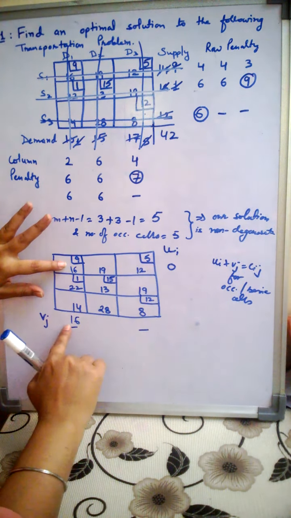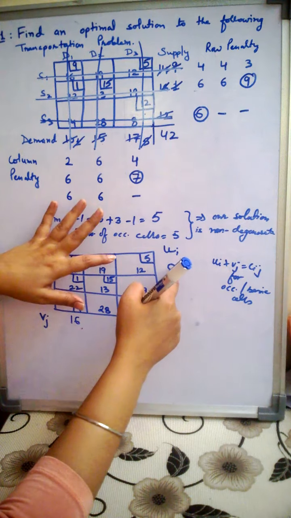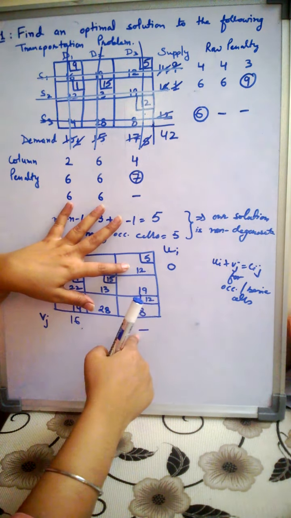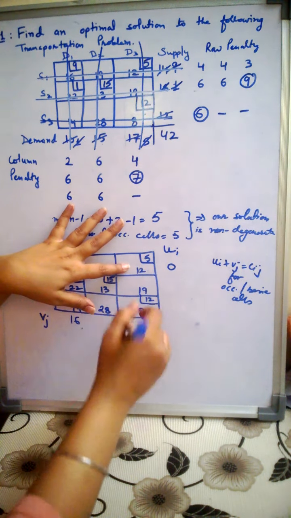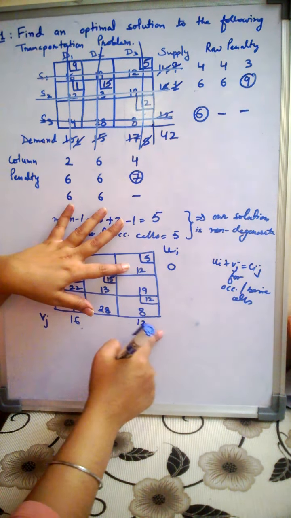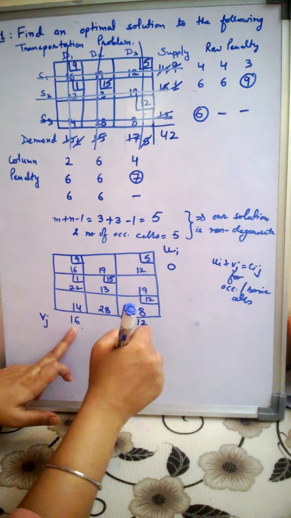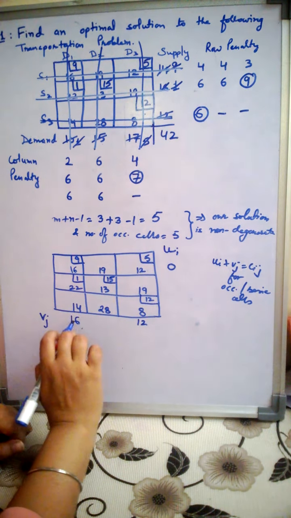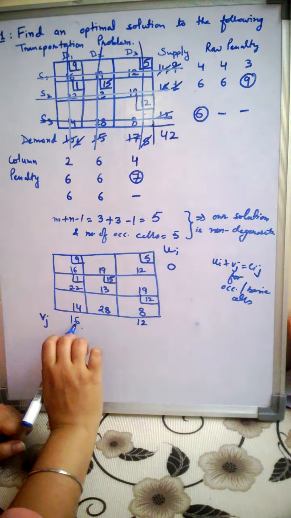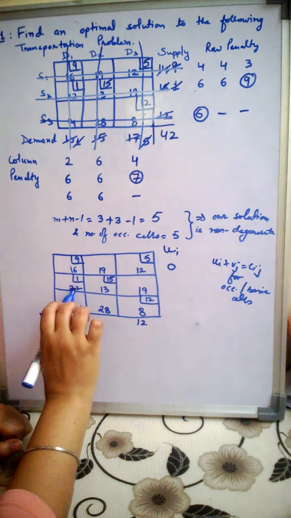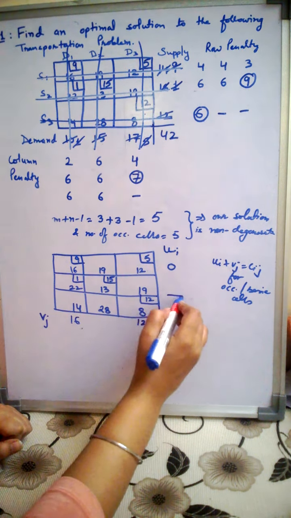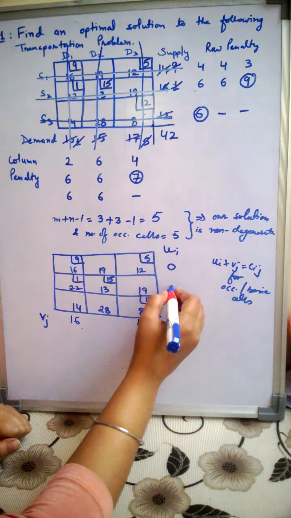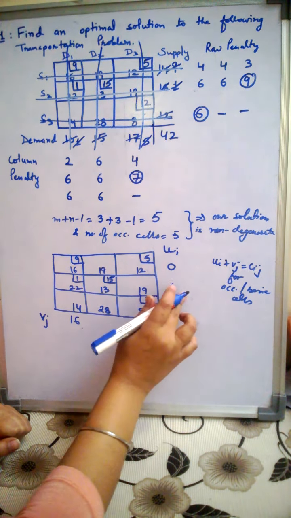Okay, now corresponding to this, again we have this as occupied, so we can find out this value. 0 plus what is 12? 12. Now we have got this as well as this Vj. That means we have got V1 and V3. Now corresponding to this V value, we have this as occupied cell. So we can find out this value. 16 plus what is 22? 16 plus 6 is 22.